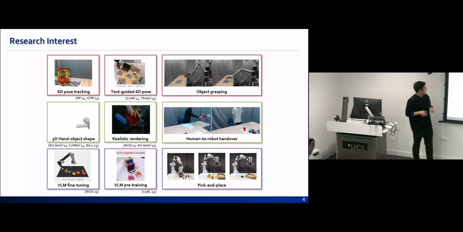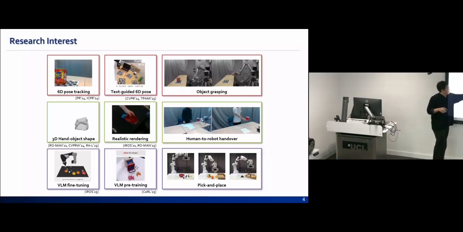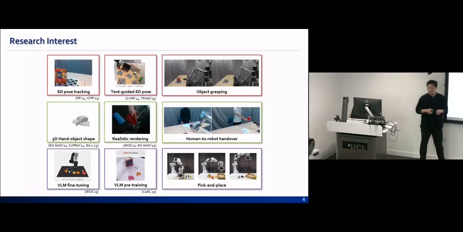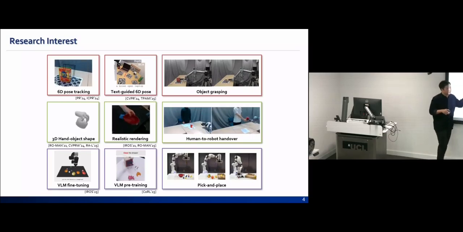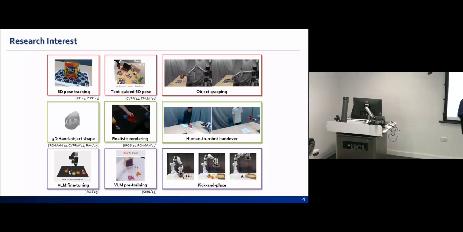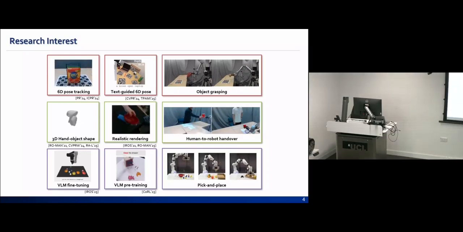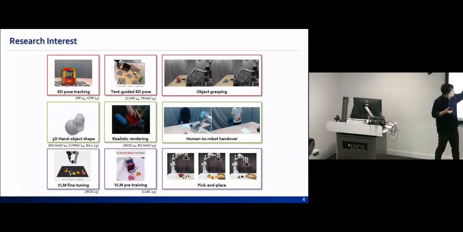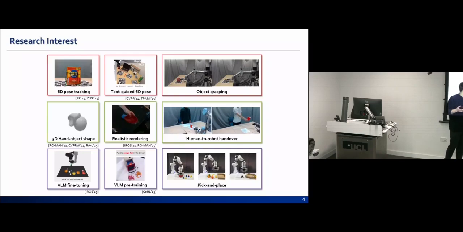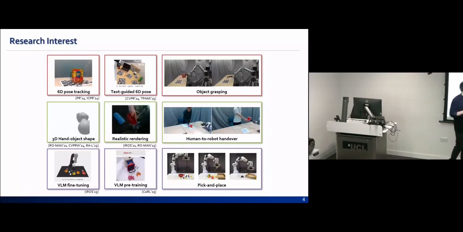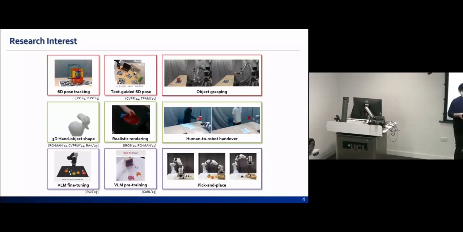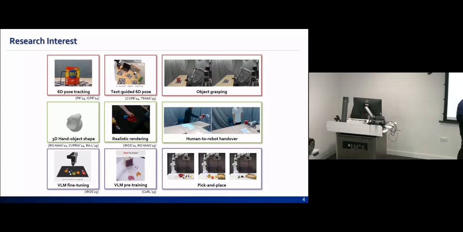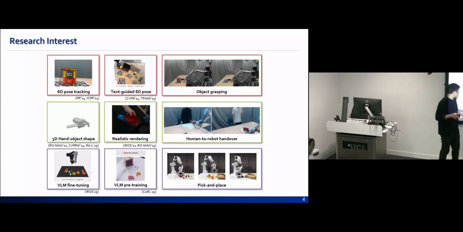So in this environment, we did some research about 3D hand object shape estimation to understand how the hand really looks like in the 3D world, and also how the object looks like. And these days we are working on something related to realistic rendering, and this one can be slightly related to the world model, and I will talk more about this realistic rendering.